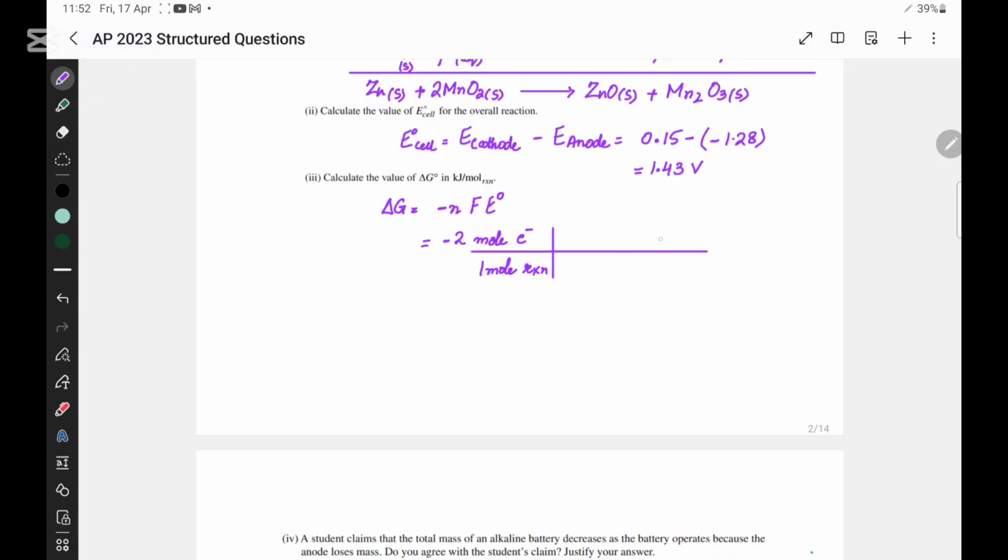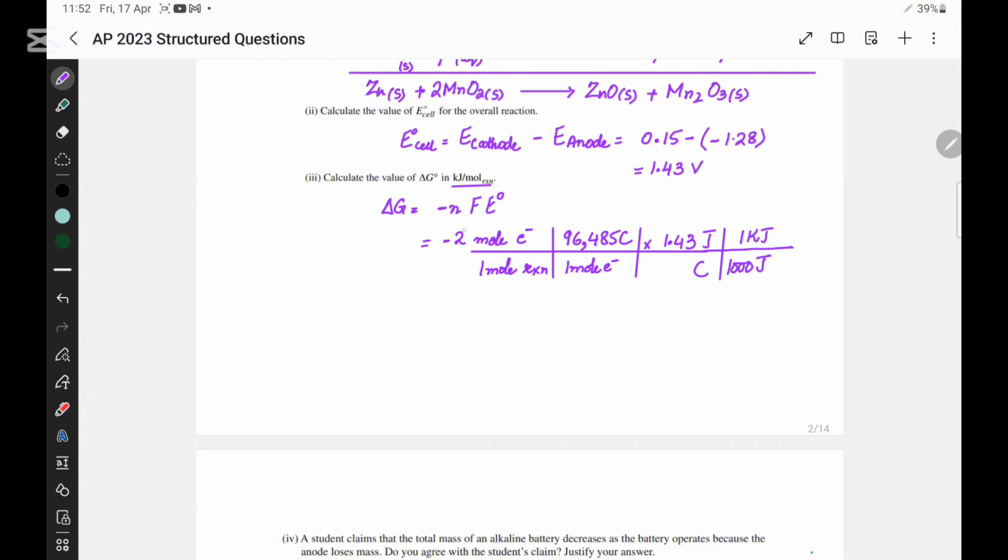The value is: 1 mole of electrons has the charge of 96,485 coulombs, and then we have to multiply it with 1.43 volts. Volts are written as joules per coulomb. And as you know, we have to convert it into kilojoules. For that purpose, 1 kilojoule contains 1000 joules.